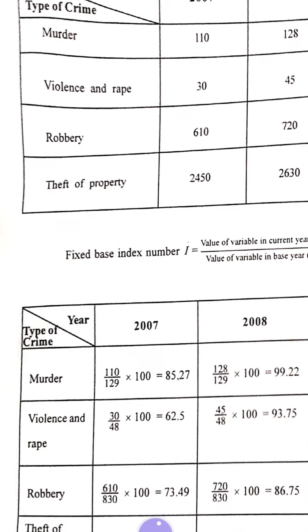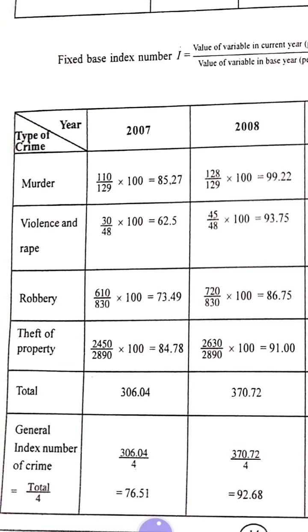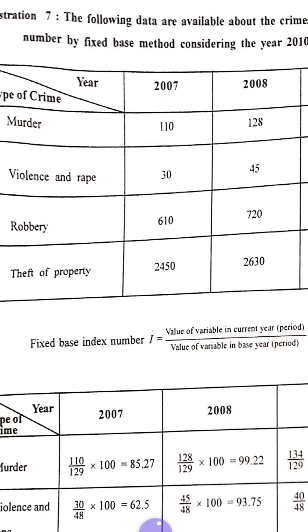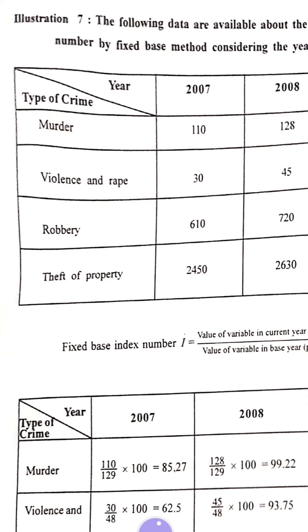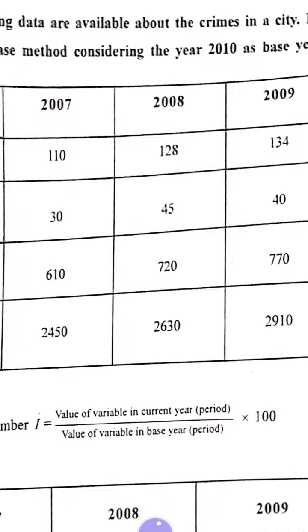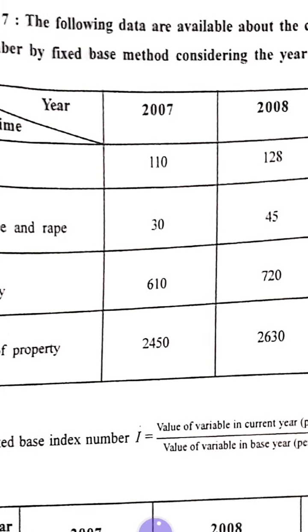So as you find out the general index number, children, you are going to divide the total by 4. See over here the solution. You are going to divide it by 4. That is only the difference over here, right? Okay. One more thing is that, children, in this sum, now obviously as they have told us to find it by the fixed base method, right? Now just see the year. What is the year given to you? Over here 2010 we have to take it as the base year, and it is starting from 2007.